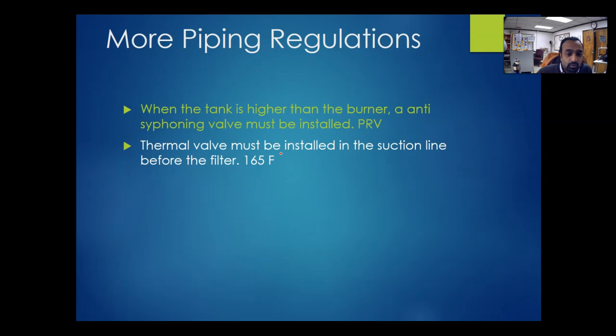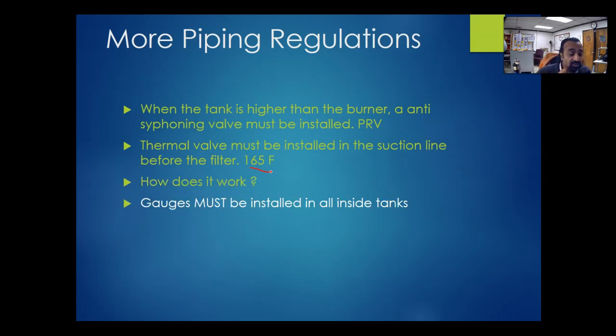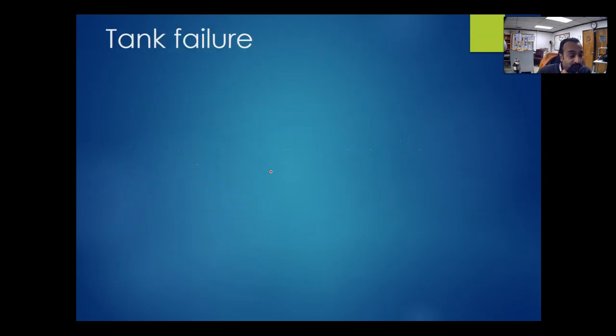Thermal valve must be installed on the suction line before the filter, and it melts at 165 Fahrenheit. How does it work? Again, it melts. It has a valve and counterweight. Whenever there is heat, the solder will melt and the valve will drop the stem and shut off the flow. Gauges must be installed in all inside tanks. That's according to the NFPA.